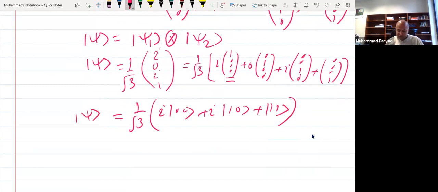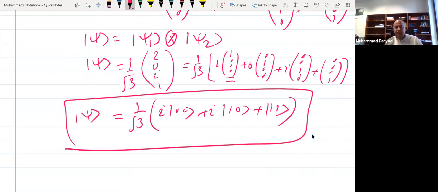So this state is a joint state of these two qubits, and I can't write it as a product of one state and another state. So these types of states, which cannot be written as tensor products of some state of qubit 1 and another state of qubit 2, are called entangled states.